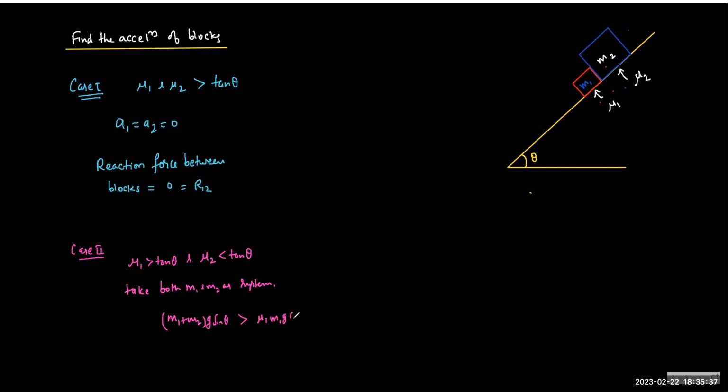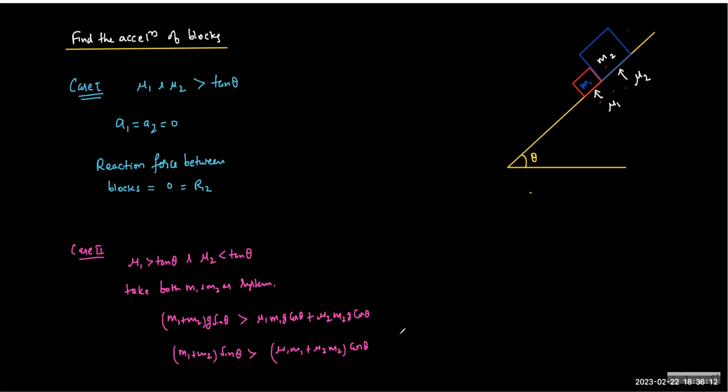mu1 m1 g cos theta plus mu2 m2 g cos theta, right? Isn't it? Yes, sir. If the net gravitational pull exceeds that, then we can rewrite this in a very nice way, because g gets cancelled, and there is something really interesting here which you should learn: mu1 m1 plus mu2 m2.